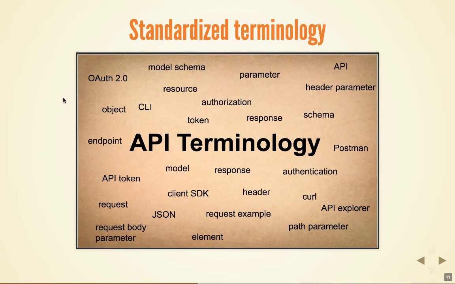The other huge benefit is that this approach standardizes you on terminology for the most part. There are a tremendous amount of different terms in this space. Some people call them example values or models or schemas. You've got authorization, authentication, security, path parameter, header parameter, request body parameter, query string parameter. How do you know what to call all these things?